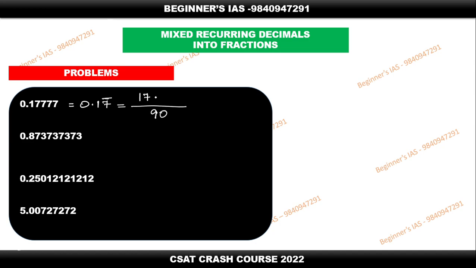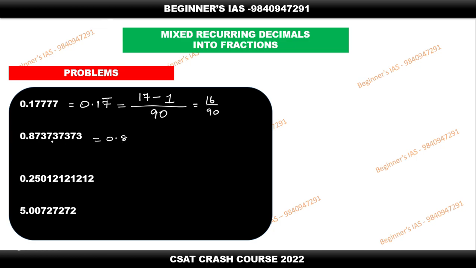17 total number minus the number which do not recur. Here 1 is not recurring, therefore you have to subtract here. So therefore 16 by 90. So please be careful with this concept. With this concept only there was a question with respect to UPSC 2020. So now let us see here.